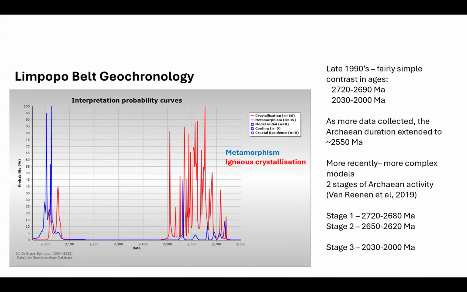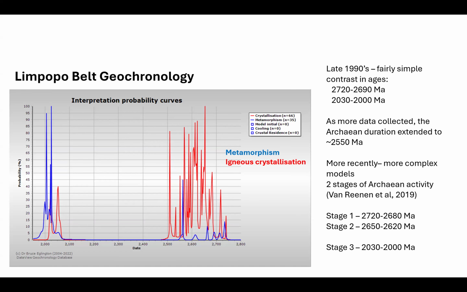But as more data became available, this is just showing data taken out of date view, and you can see the number of dates for metamorphism and crystallization in the legend. But as more data became available, that Archean event stretched out to a much greater duration. So much so that Dirk van Reenen these days tends to refer to two Archean episodes, two stages of Archean activity in the Limpopo Belt.